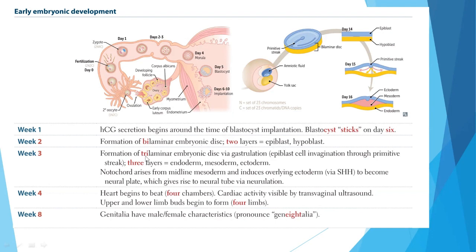Then in week three, there is formation of the trilaminar embryonic disc via gastrulation. So three layers means endoderm, mesoderm, and ectoderm. So these three layers are called the trilaminar embryonic disc.